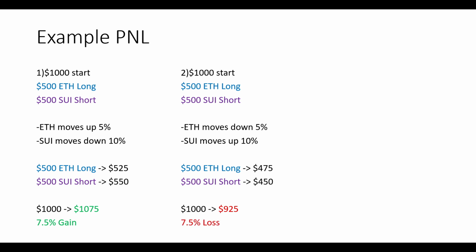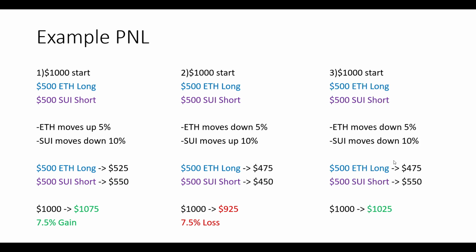Now I'll throw in a third scenario here. There are 4 different ways that this can go, but it would just be the opposite of what we're seeing here. So ETH moves down 5%, so you're losing money on your ETH long. And then SWI moves down 10%, so you're making money on your SWI short. So in this scenario, your $500 ETH long turns into $475 and your SWI short makes you $50. And then your final balance is only up $25, so that's a 2.5% gain.